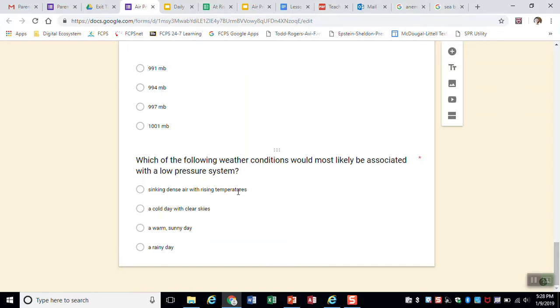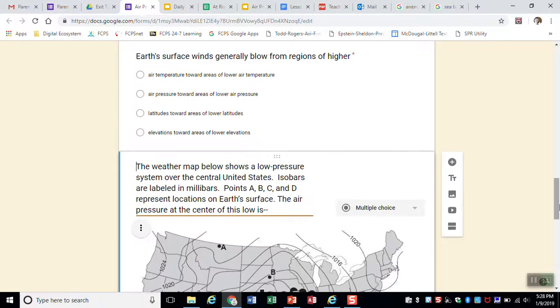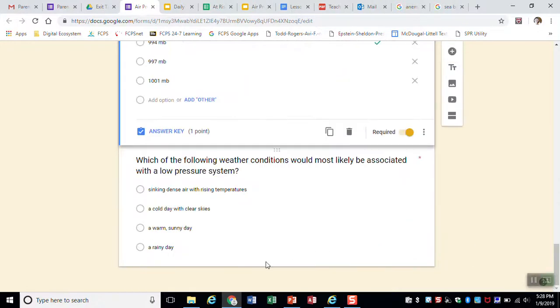The first one, no. The second one says a cold day with clear skies. Low pressure is lousy weather. That means that you couldn't have clear skies. You have that with high pressure. The next one says a warm, sunny day. Again, no. Low pressure, lousy weather. It would be cloudy or rainy. So that's a no. The only possible answer here was a rainy day.